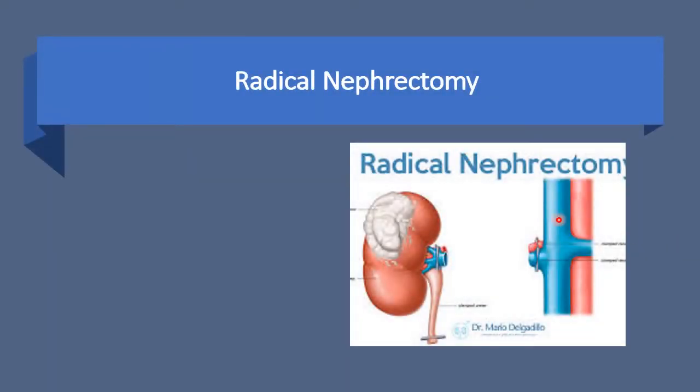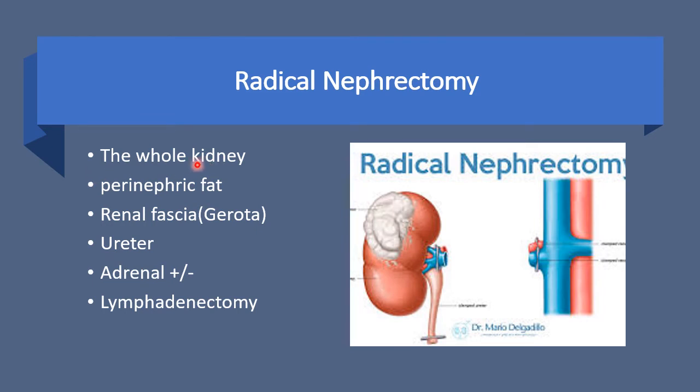Okay, this is a picture to show you radical nephrectomy. The whole kidney is removed with the tumor. The renal artery and vein are ligated. The ureter is also removed.